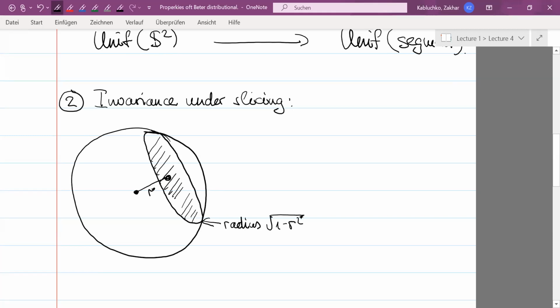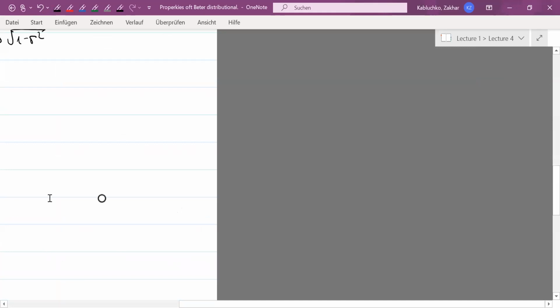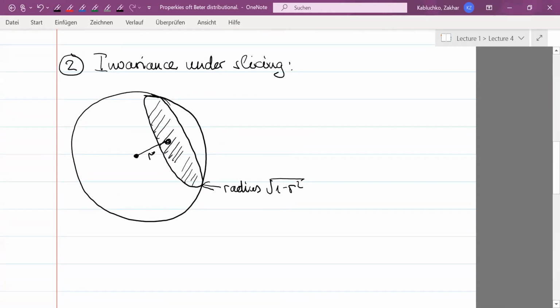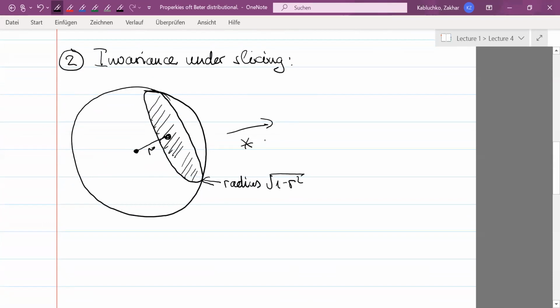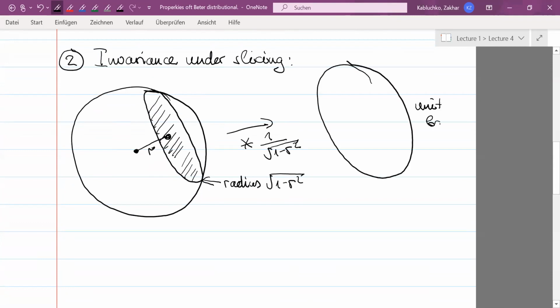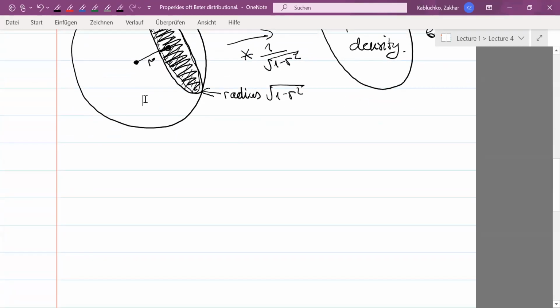So let us enlarge this ball. Let us divide this ball by the radius, so multiply by 1 over this. Then we get here a unit ball. The claim is that the restriction of the beta density to this smaller ball is again a beta density. So what we see here in the restriction is again a beta density, and the same holds for the beta prime densities.